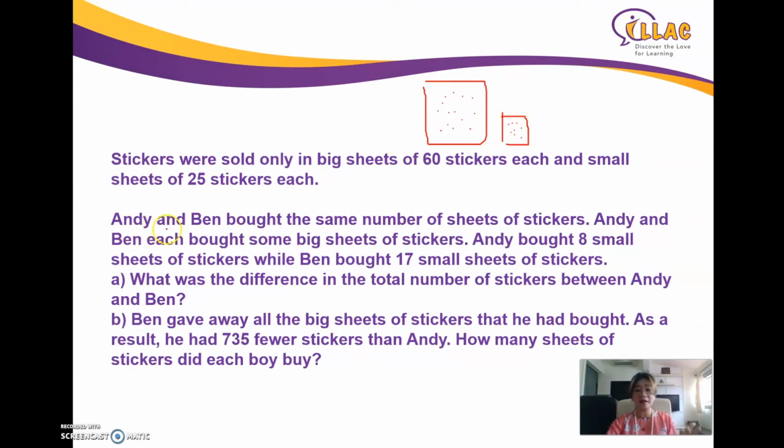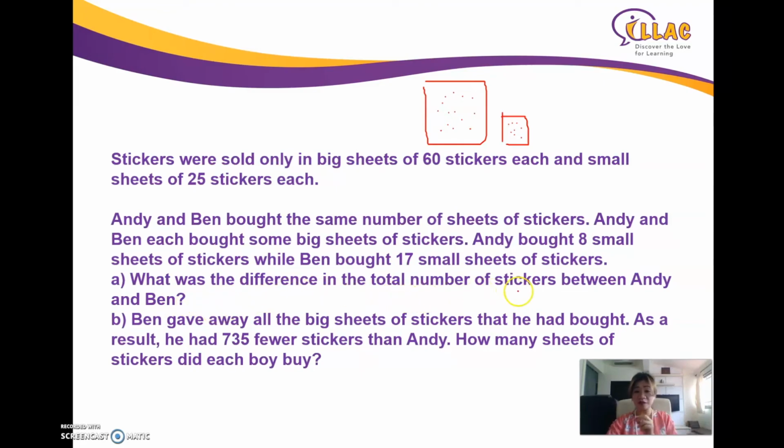Okay, so Andy and Ben bought the same number of sheets of stickers. They have the same number of sheets. Andy and Ben each bought some big sheets, and Andy bought 8 small while Ben bought 17 small. But the total number of sheets that they bought is the same. What is the difference in the total number of stickers between Andy and Ben?